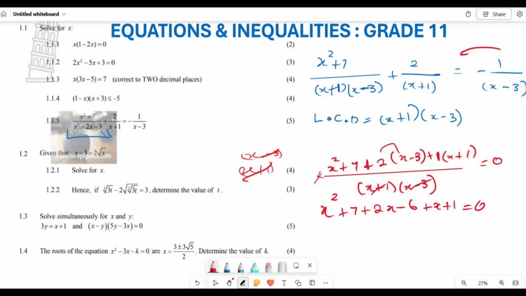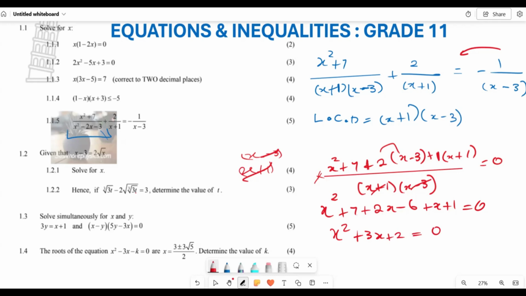Then from here, I am going to start collecting my like terms. And when I collect my like terms, what is it that I'm going to have? This is x squared. Now here you have 2x and plus x, can you see that this is going to be plus 3x? And from here, this is a negative 6. This is 7 minus 6. This is plus 1. What is it then that I'm going to have here? This was plus 1, which means 7 plus 1 is 8. And then 8 subtract 6 gives me my positive 2, which is equal to 0.